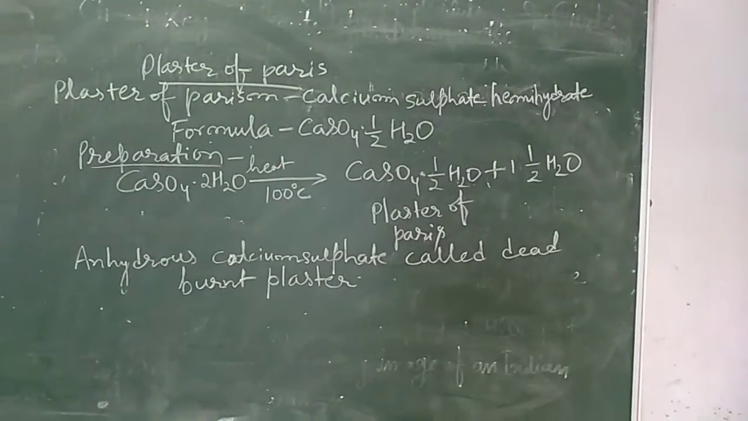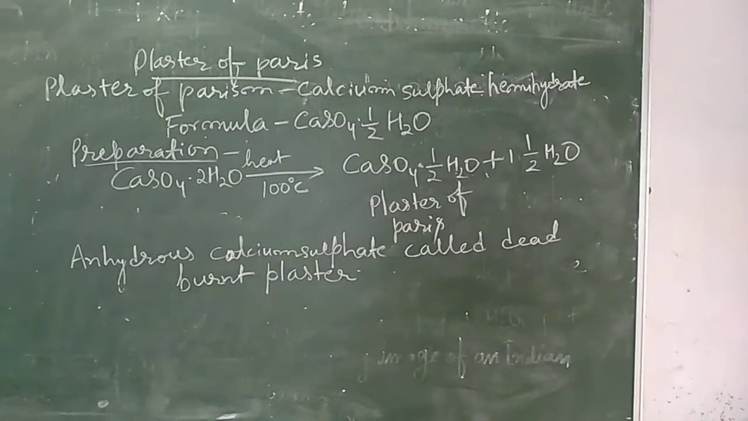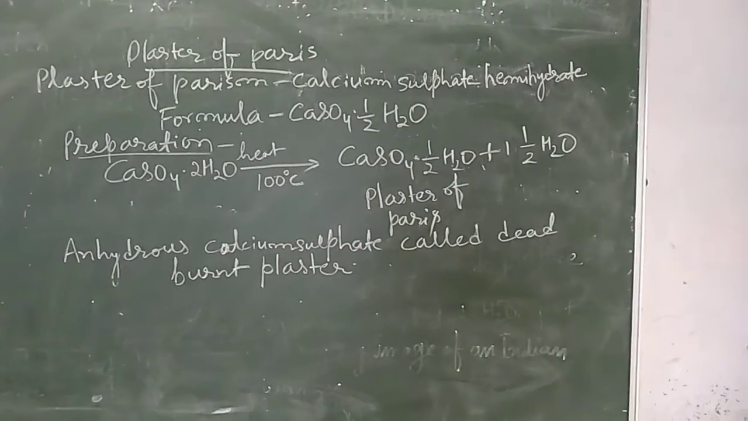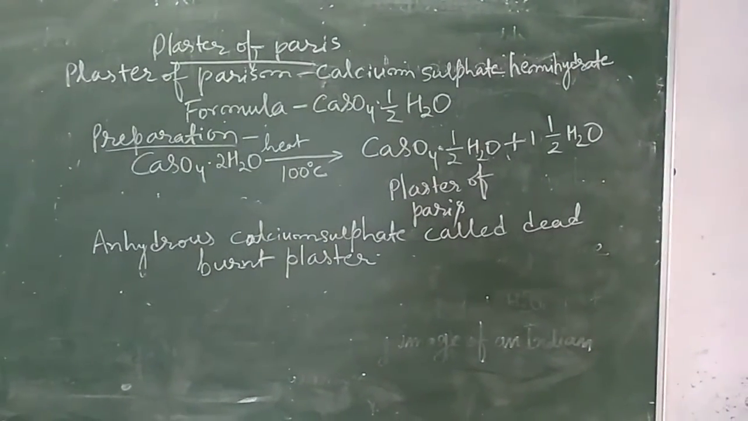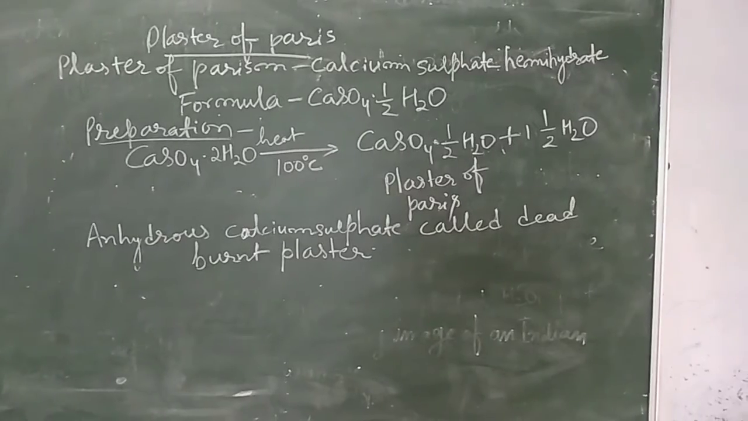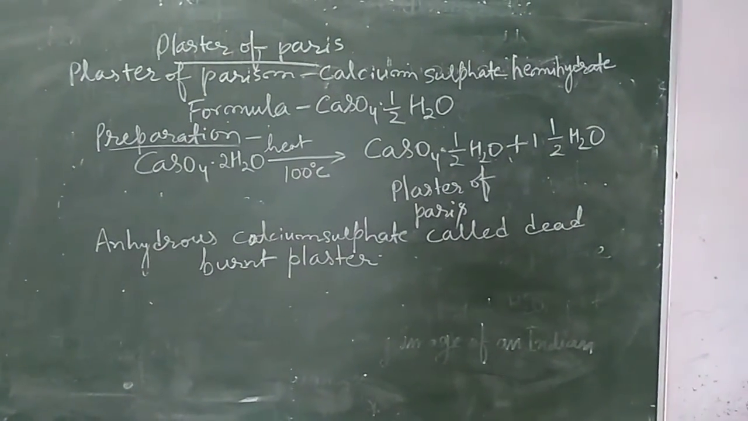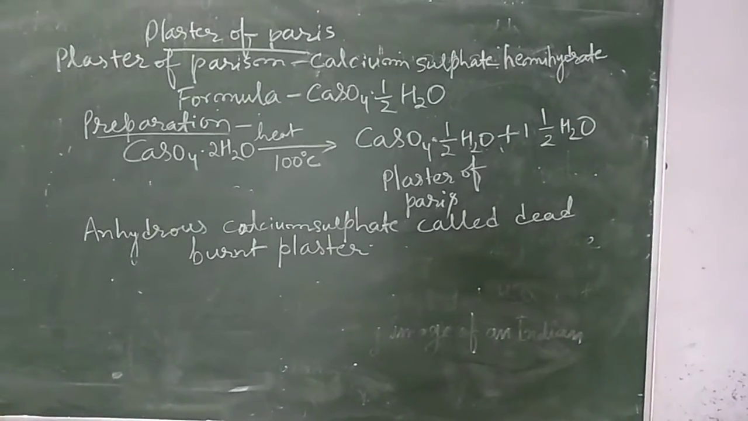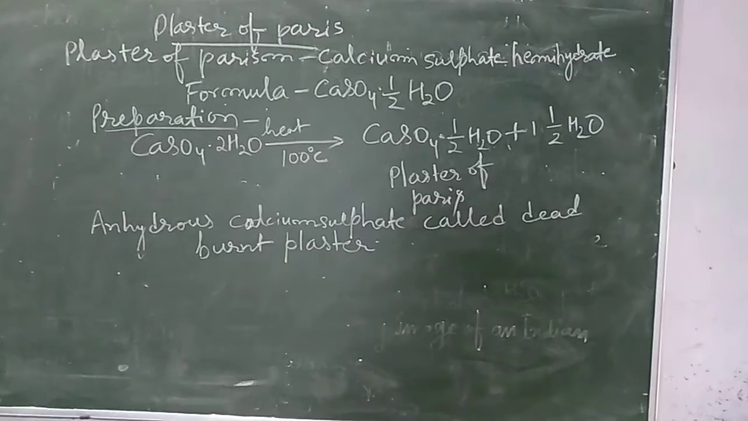Next topic is plaster of Paris. Plaster of Paris is also known as calcium sulfate hemihydrate. Formula of calcium sulfate hemihydrate is CaSO4.2H2O. Now the preparation. Gypsum, formula of gypsum CaSO4.2H2O, is heated at 100 degrees Celsius, and when it is heated, then 3/4 of the water of crystallization is lost and plaster of Paris is formed.